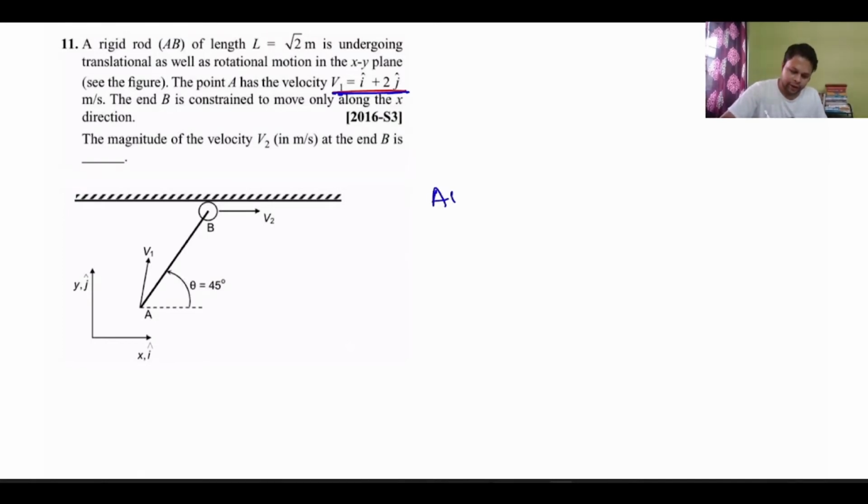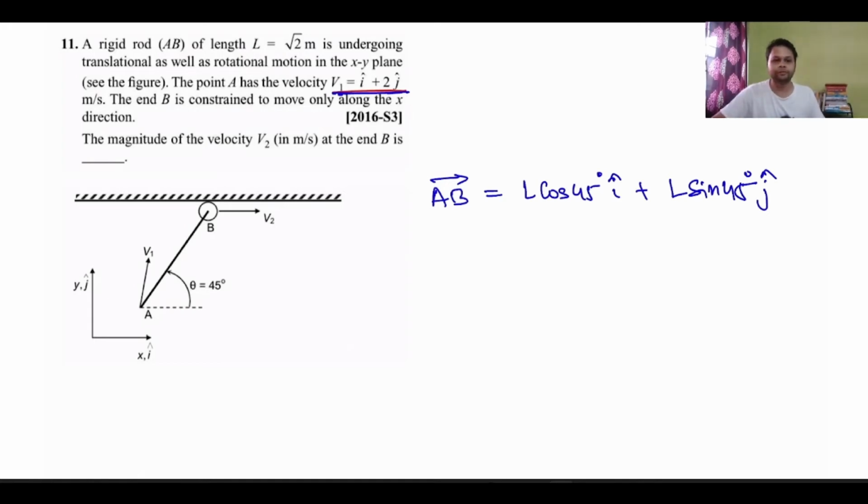Can I say the vector AB is equal to L cos 45 degree I cap plus L sin 45 degree J cap? Yes or no? The length of AB is given, so I can say vector AB is equal to L cos 45 I cap plus L sin 45 J cap, right?